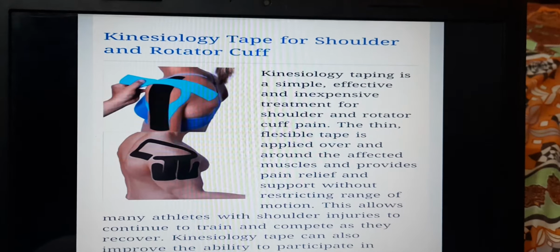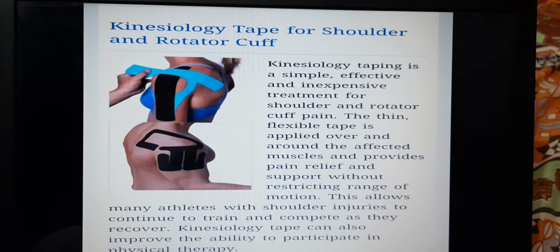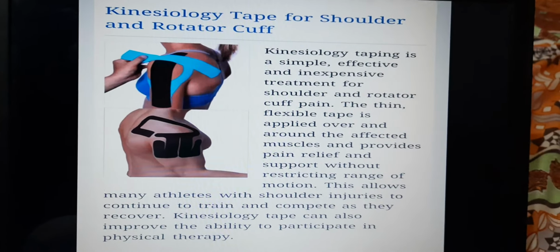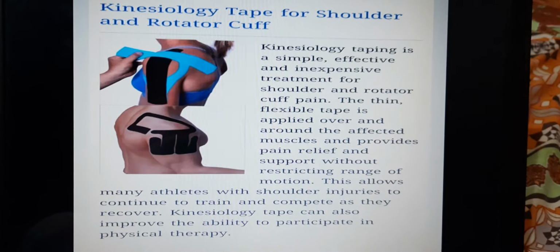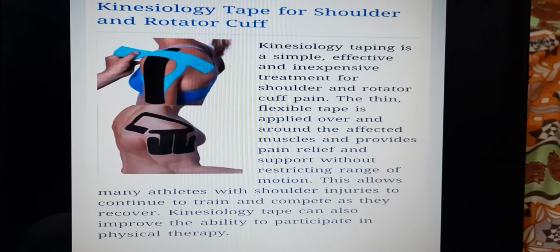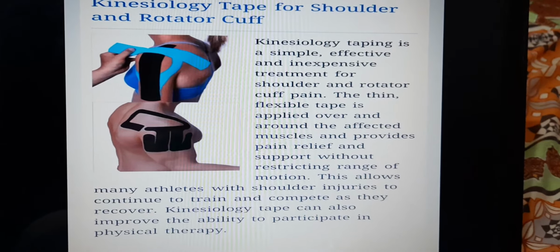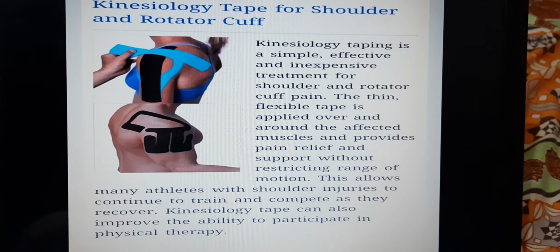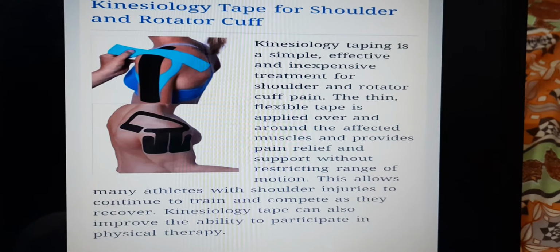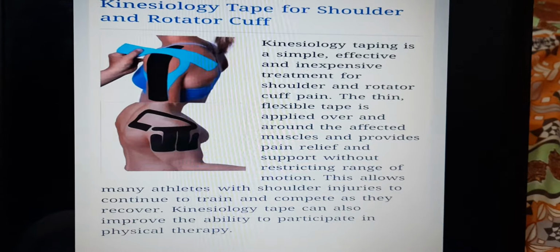Kinesiology tape for shoulder and rotator cuff. Kinesiology taping is a simple, effective, and inexpensive treatment for shoulder and rotator cuff pain. The thin, flexible tape is applied over and around the affected muscles and provides pain relief and support without restricting the range of motion. This allows many athletes with shoulder injuries to continue to train and compete as they recover. Kinesiology tape can also improve the ability to participate in physical therapy.